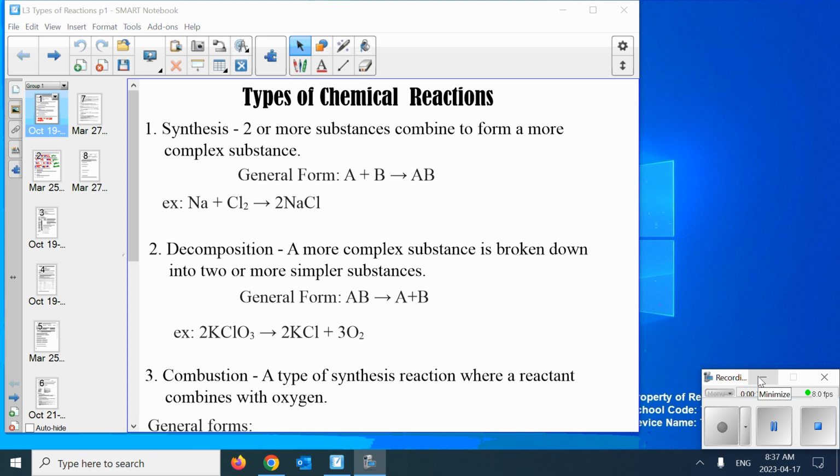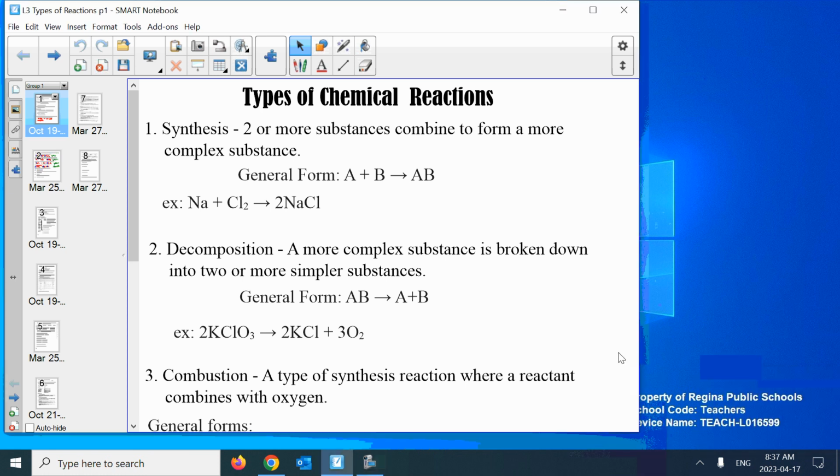We're going to do a quick review of types of chemical reactions because it's been 10 or 11 days. The first thing is we took a look at three types of reactions. Relatively, the more complex ones are coming up. But synthesis means two or more things coming together to form something probably more complex.